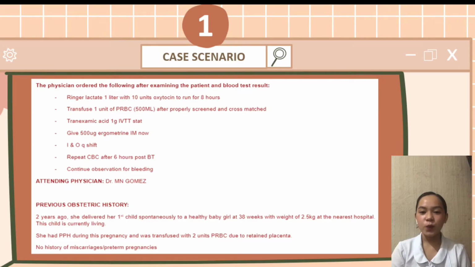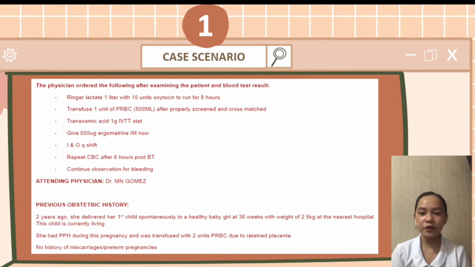Ringer's lactate 1 liter with 10 units oxytocin to run for 8 hours. Transfuse 1 unit of PRBC 500 ml after proper screening and cross-match. Tranexamic acid 1 g IV stat. Give 500 mcg methylergometrine IM now. Repeat CBC 6 hours post-blood transfusion.